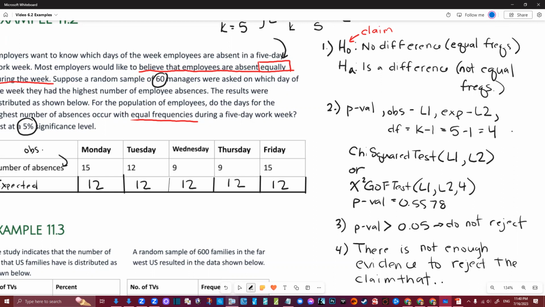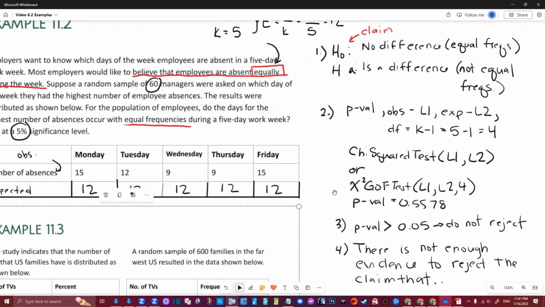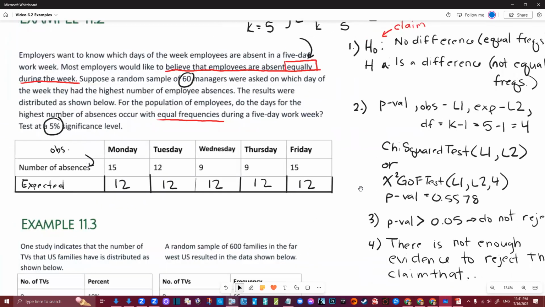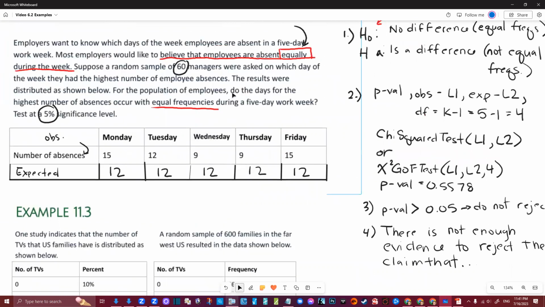And then we go back to that word problem and we look for information. And looking at that word problem, oops, I didn't mean to move that. Nope, I didn't mean to move that either. That last sentence says, do the days for the highest number of absences occur with equal frequency? So we would say there is not enough evidence to reject the claim that the highest number of absences occur with equal frequency.